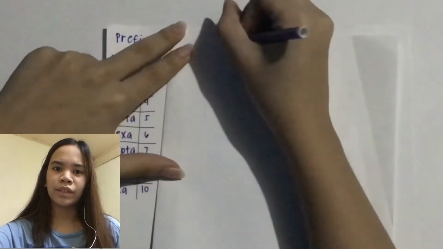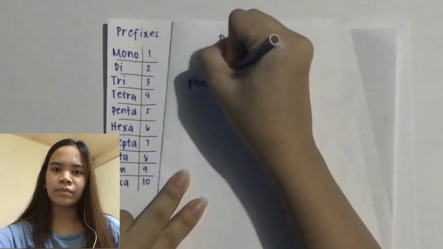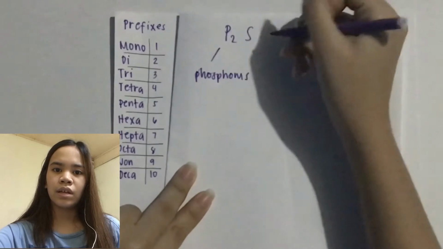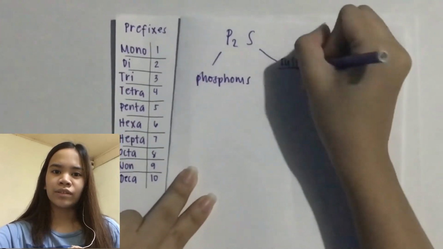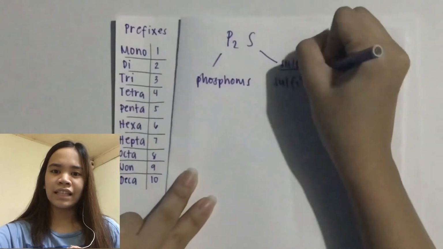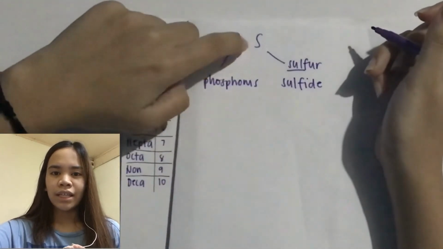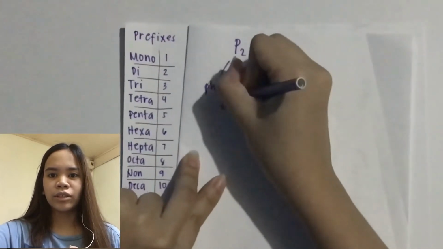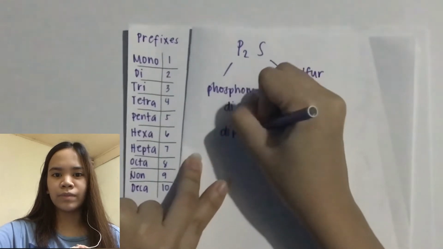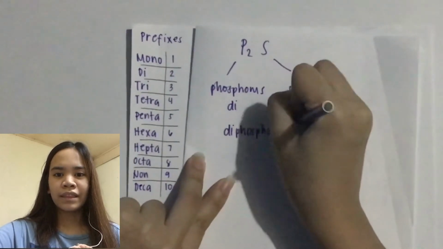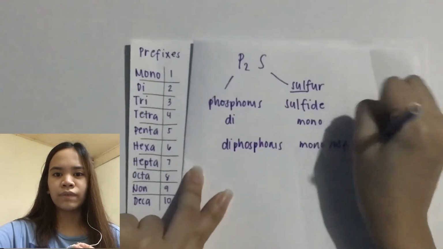Now to name P2S, first write the names of both elements. The first element is P, so write phosphorus. For the other nonmetal, write its elemental name, get the root only and add the ending ide. So sulfur becomes sulfide. Then for the prefixes, look at the number of atoms and indicate the appropriate prefixes. So you will have diphosphorus monosulfide, since phosphorus has 2 and sulfur has 1.